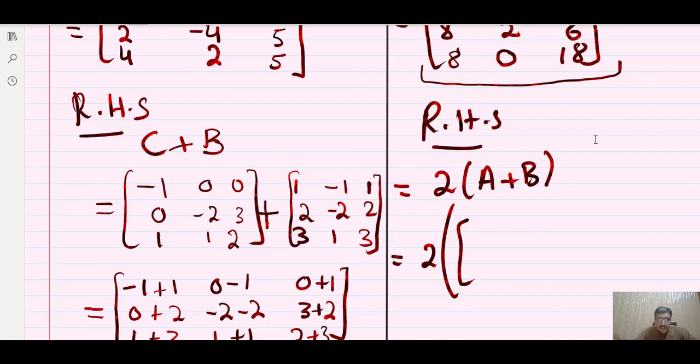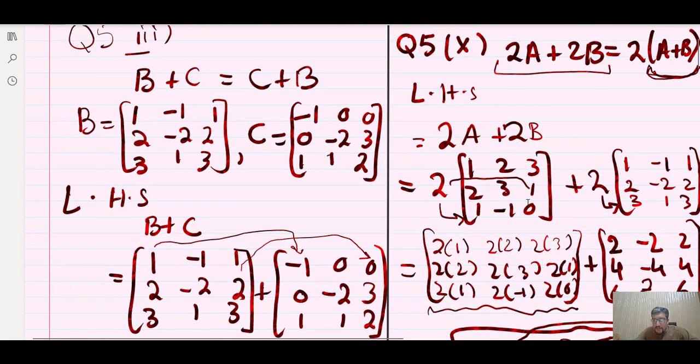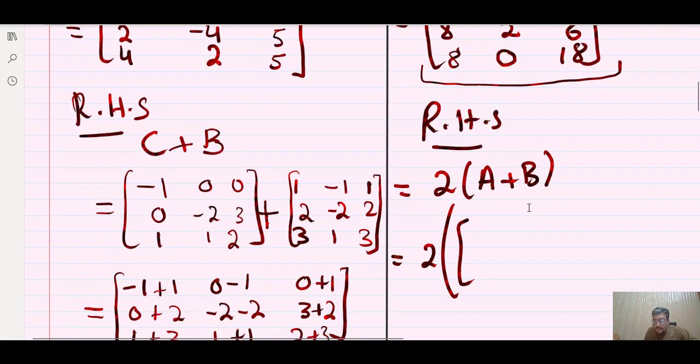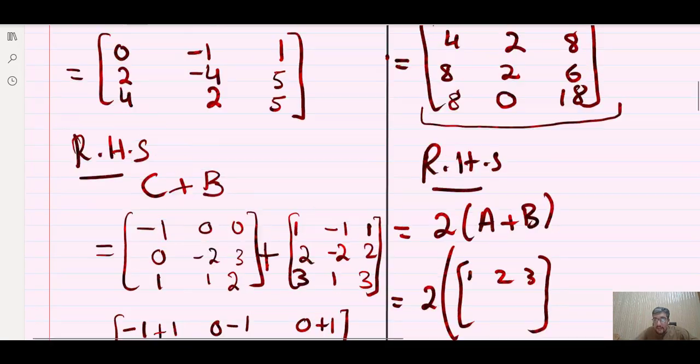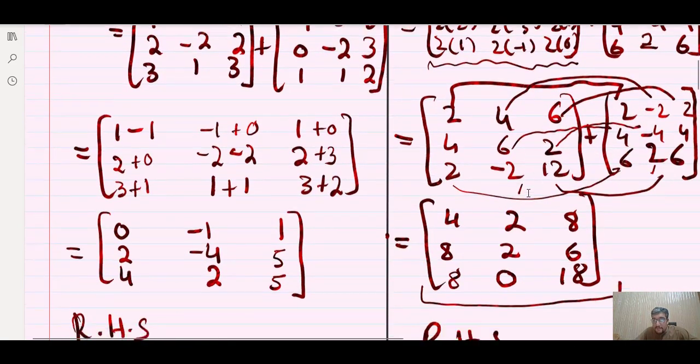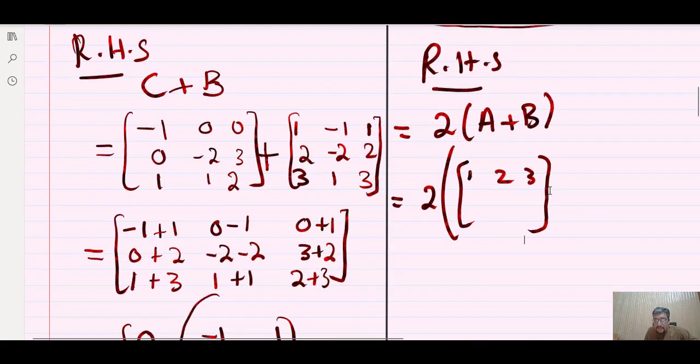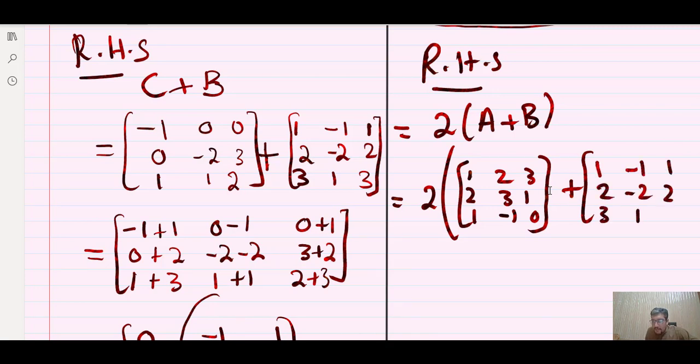So A matrix is given, that is 1 2 3. First row is 1 2 3, and second row is 2 3 1, then 1 minus 1 0, and we will add here B matrix, that is 1 minus 1 1, 2 minus 2 2, 3 1 3. So first of all you have to solve the parentheses.